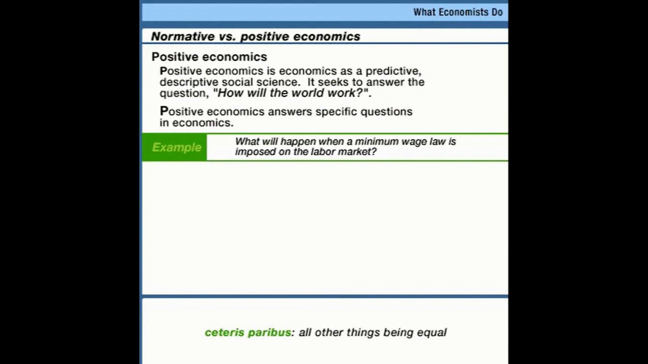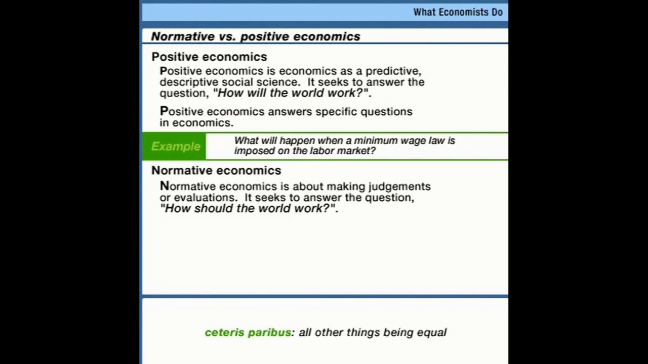On the other hand, normative economics is about making judgments or evaluations. Normative economics answers the question, how should the world work? What is a good outcome? Normative economics answers the question, should we have a minimum wage law at all?